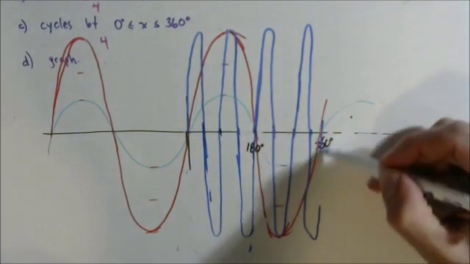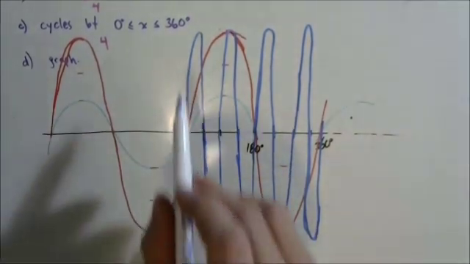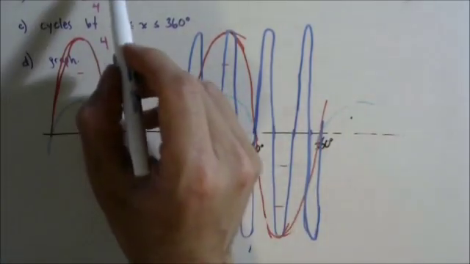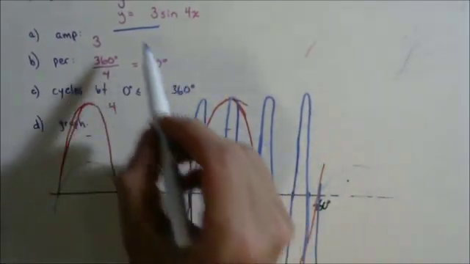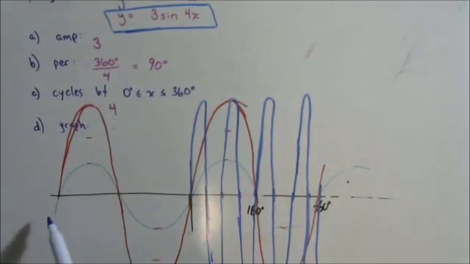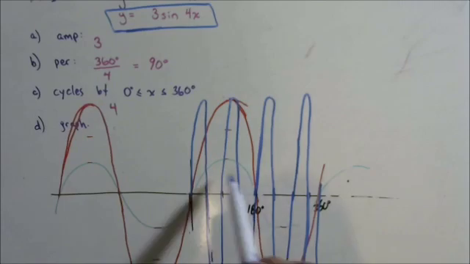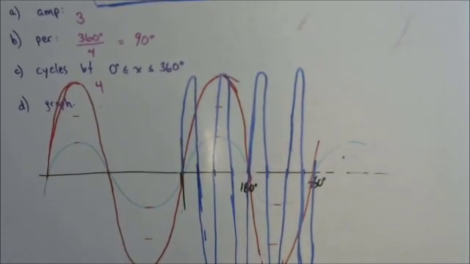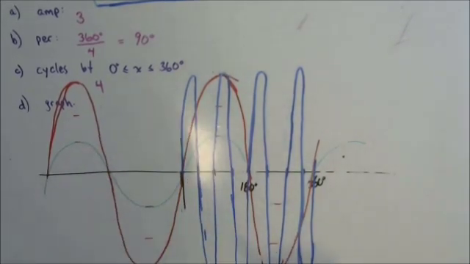Right about there. Okay, so now I've drawn 4 cycles between 0 and 360. The blue graph is what y equals 3 times the sine of 4x will look like in comparison to the unchanged graph of y equals the sine of x, indicated by the green here. Okay, that is the way to do it if you really want to see what this looks like with the same scale that you're used to always using.